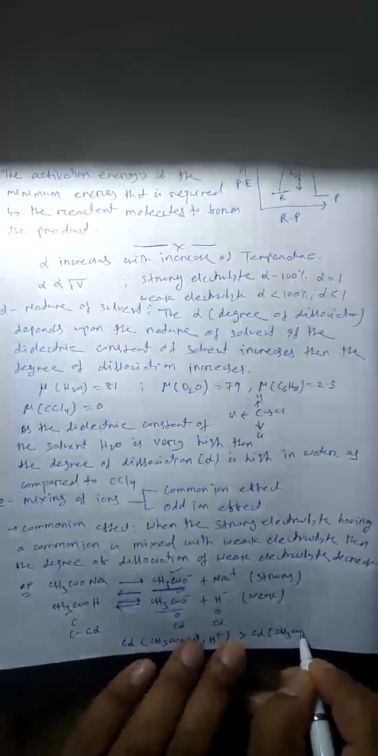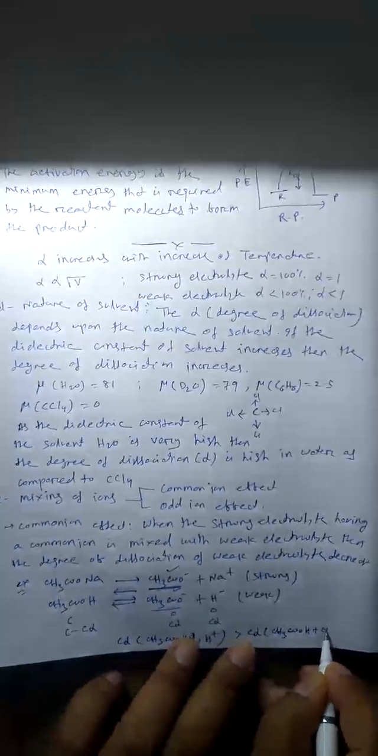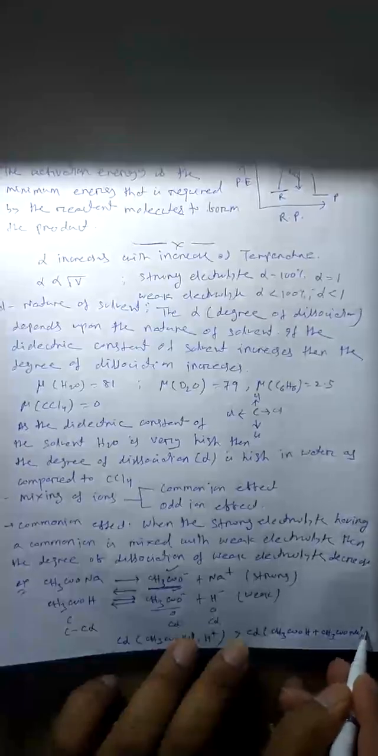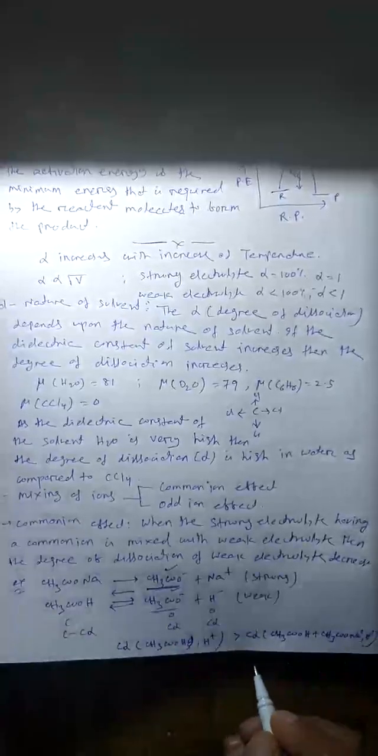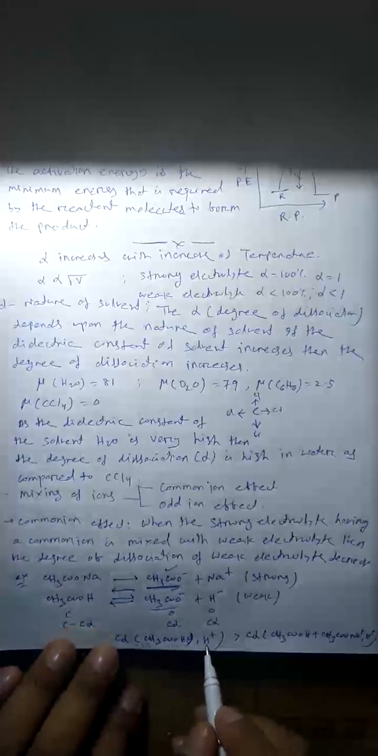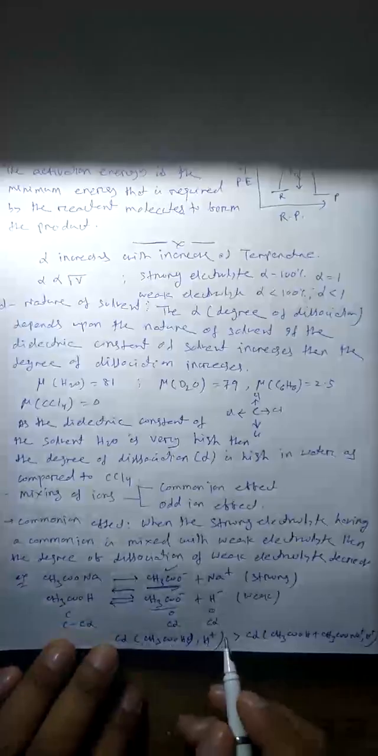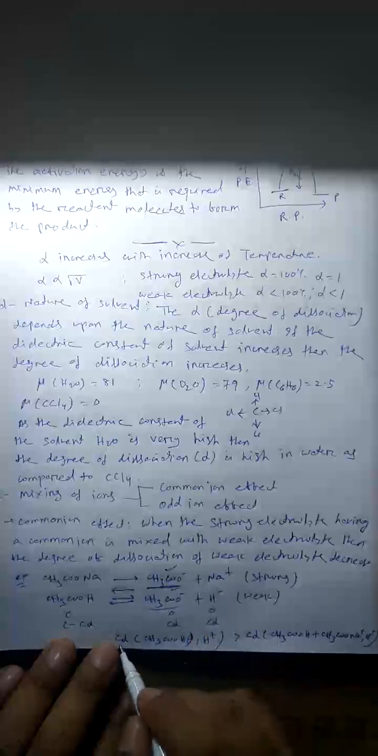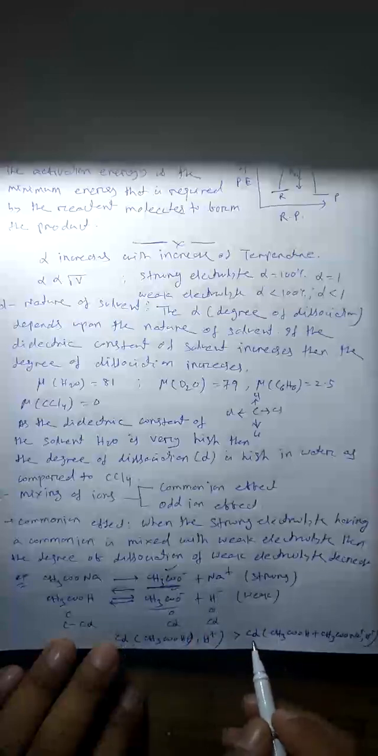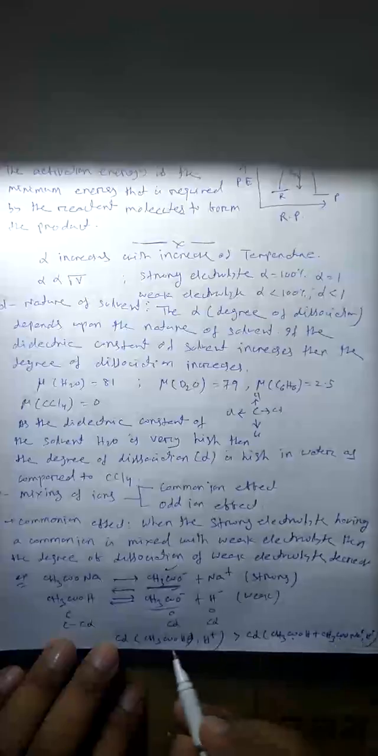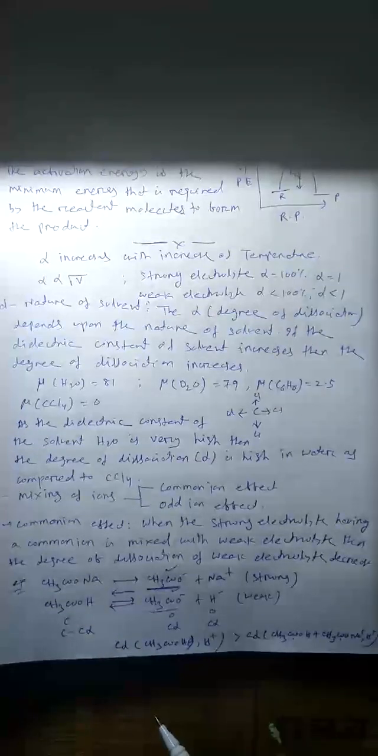That means CH3COOH plus CH3COONa with H⁺. What does it mean? It means the degree of dissociation of acetic acid: whatever amount of H⁺ ion is formed if sodium acetate is not mixed, the C alpha is greater than the degree of dissociation when acetic acid is mixed with sodium acetate, and whatever H⁺ ion is formed is less than that of acetic acid alone. That is called the common ion effect.